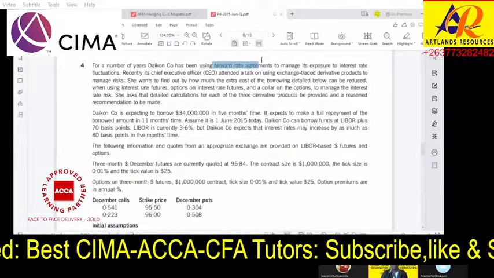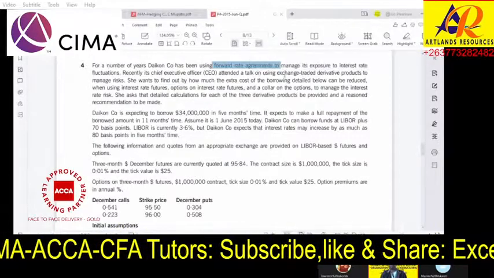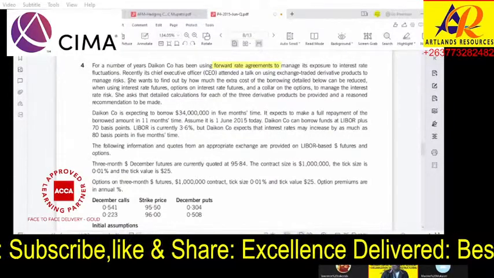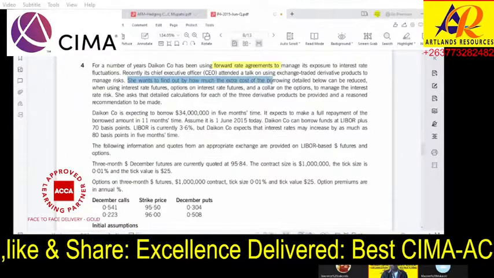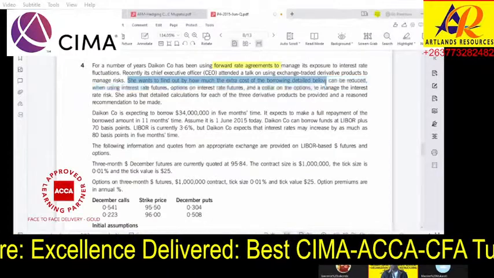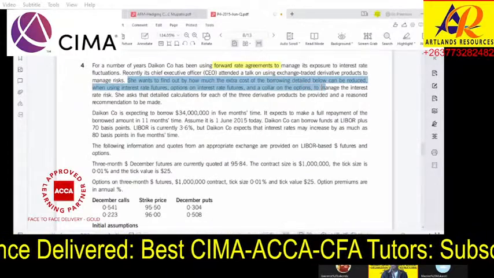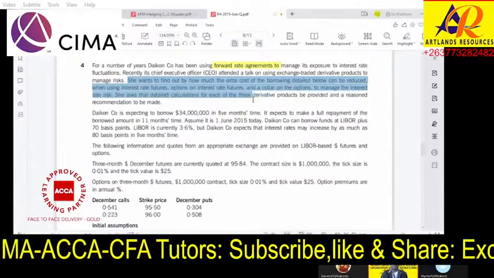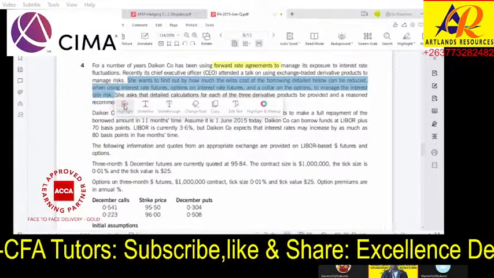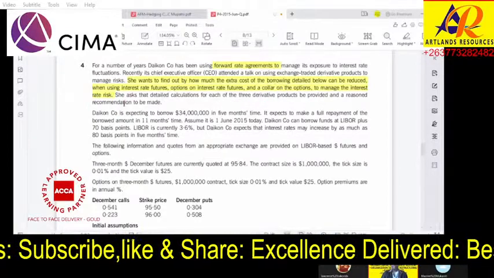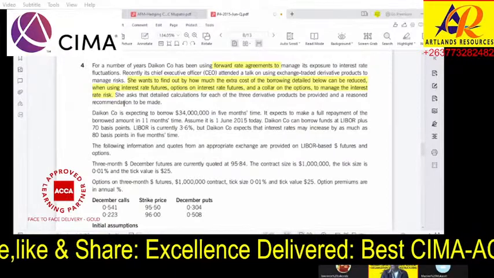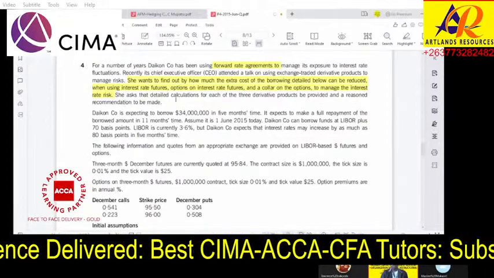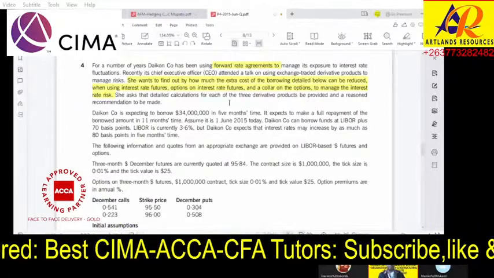So they have been using forward rate agreements. So they now want to use exchange traded derivatives to manage risks. She wants to find out, so this is the question. She wants to find out by how much the extra cost of borrowing detailed below can be reduced using interest rate futures, options on interest rate futures, and collar on options to manage interest rate risk. She asks that detailed calculations for each of the three derivative products be provided and a recommendation to be made. So she wants you to calculate the hedging outcomes for this.